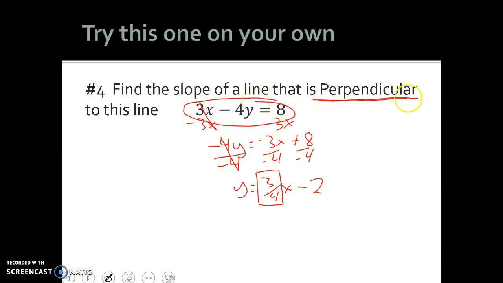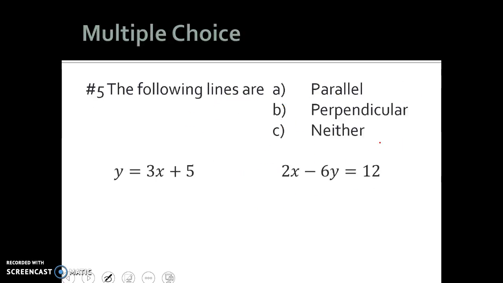So that means the slope of our original line is 3/4. But if we want to write or find the slope of a line that's perpendicular to that one, we're going to flip it, we're going to make it 4/3, and because the slope of this line is positive, we're going to make it negative. And we're going to have a slope of -4/3.